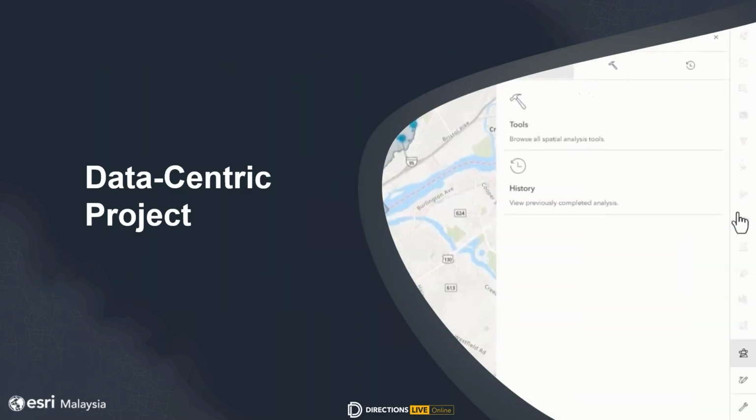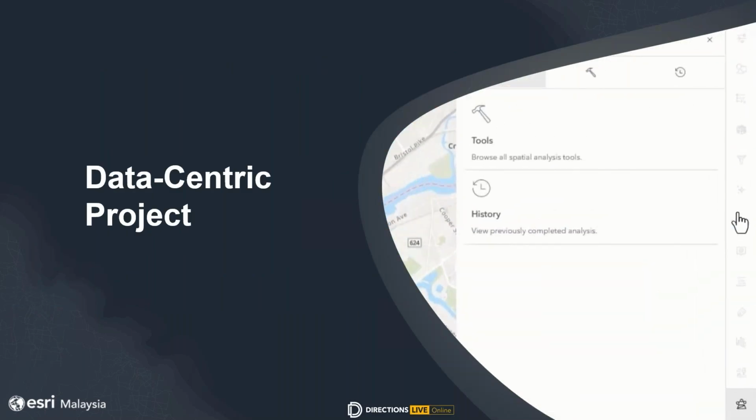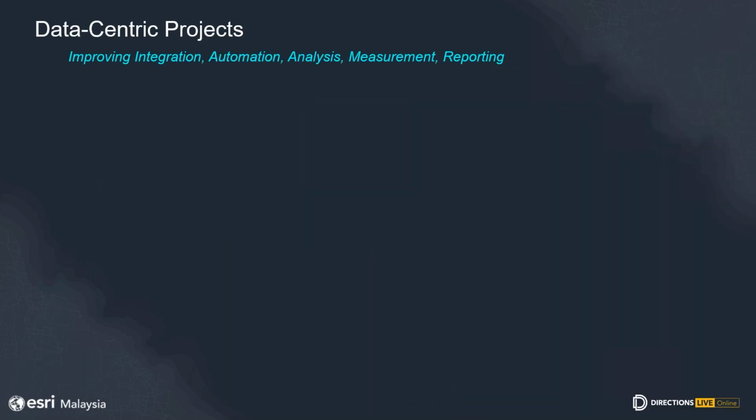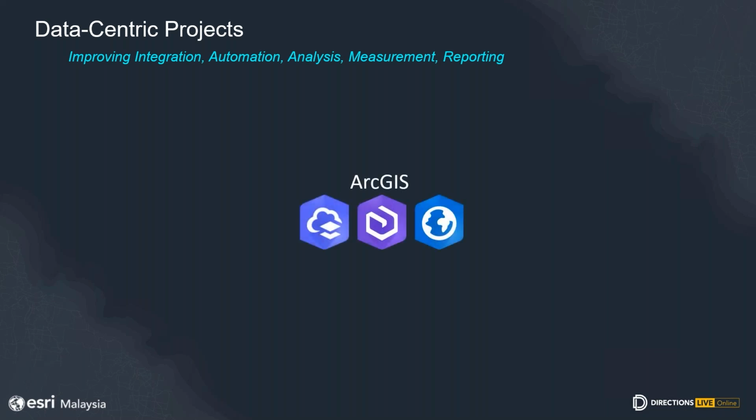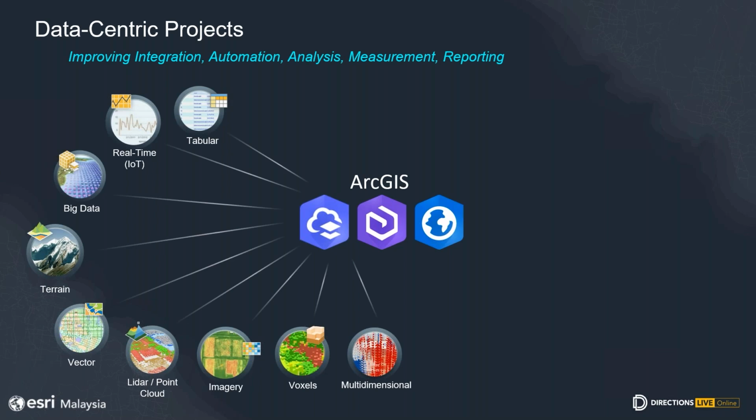Let's start with the first solution, which is the data-centric project. In the realm of data-centric projects, our focus is on improving integrations to do automation, analysis, measurement, and reporting, where the Esri platform is designed to handle a wide variety of data types, including imagery, LiDAR or point cloud, vector data, terrain data, real-time data, or even tabular data.